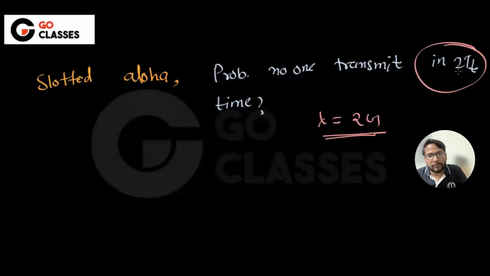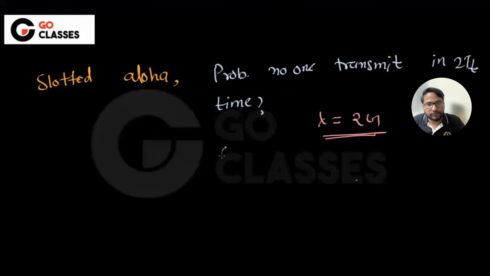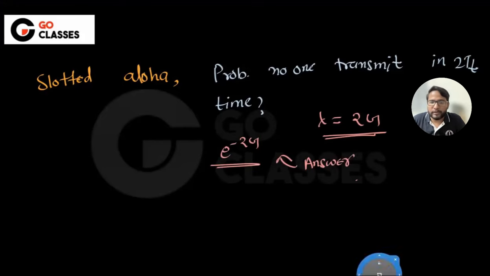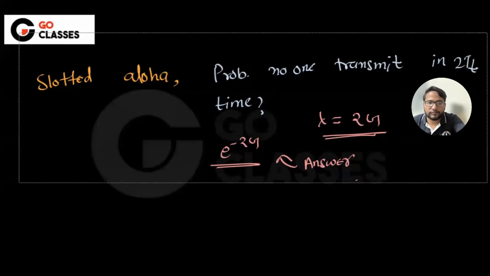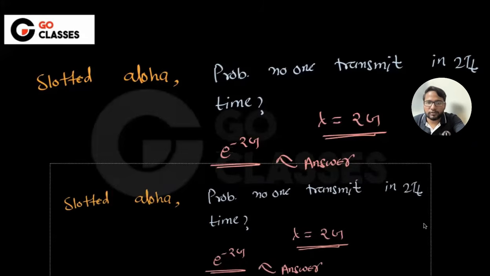They can either say 2TT time, or, let's suppose for pure Aloha, they can just say vulnerable time, because the vulnerable time in the pure Aloha is 2TT. So here the lambda is 2G. If you put lambda equal to 2G in this formula with k as 0, it will be e power minus lambda basically, right? So e power minus 2G. So this is your answer. And the same answer can be obtained if they ask you something like this.